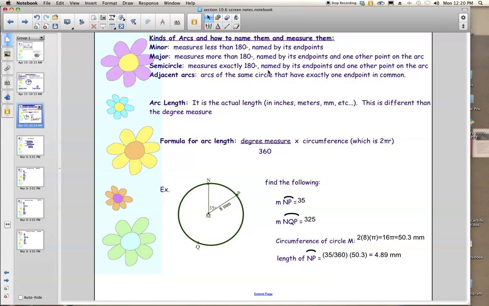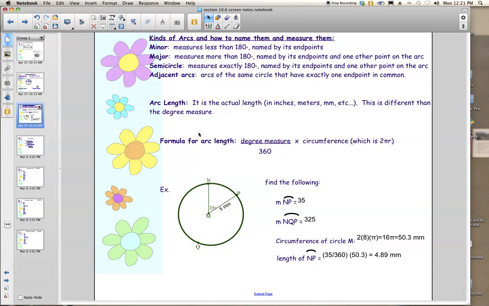A semicircle is exactly 180. We name those just like we name major arcs. So if it was exactly half the circle, we would start at one, go through another point, and end at the other side. Adjacent arcs, remember the word adjacent means next to. So those are arcs in the same circle that have one common endpoint. So we would say arc PN and arc NQ are adjacent arcs because they share point N.